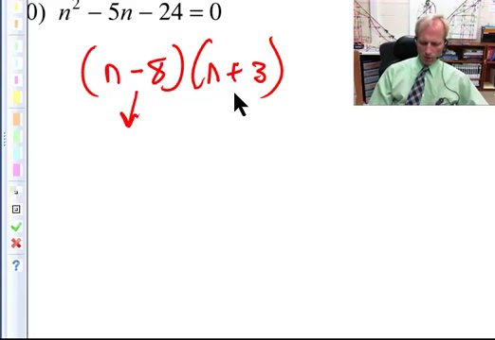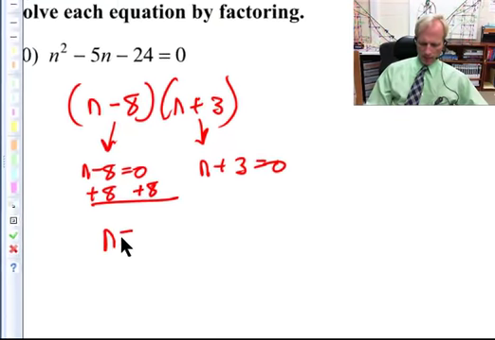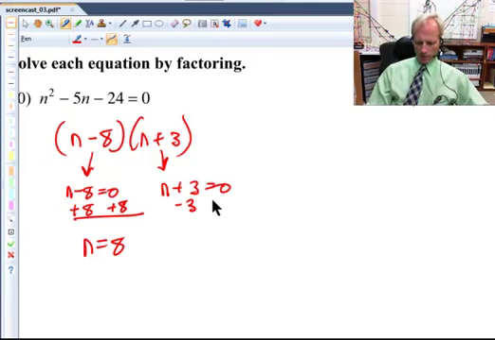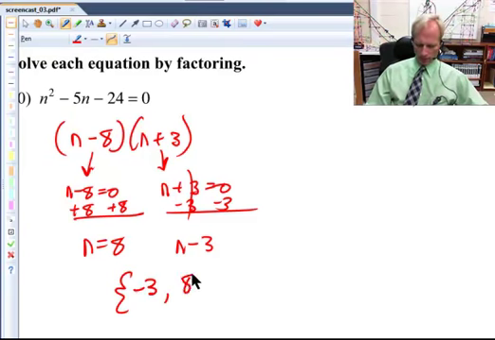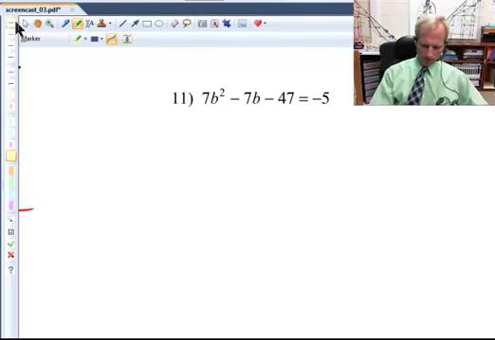Then I set each one of those factors equal to 0, and I solve my little one-step equations, which has the effect of reversing the signs. So I get n equals 8, and over here I get n equals negative 3. That means my solution set contains negative 3 and positive 8. And I'm set.